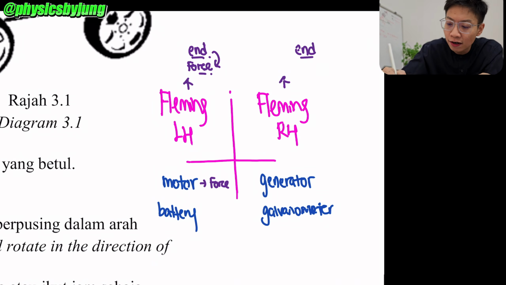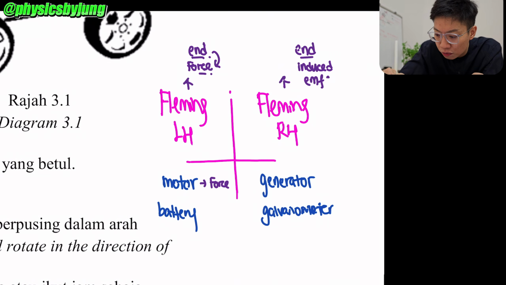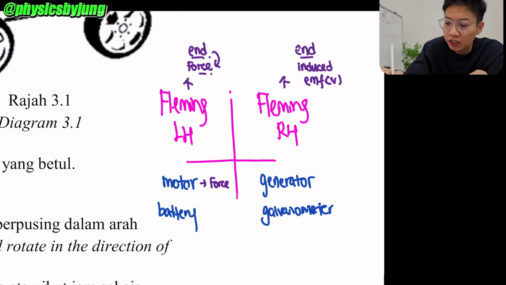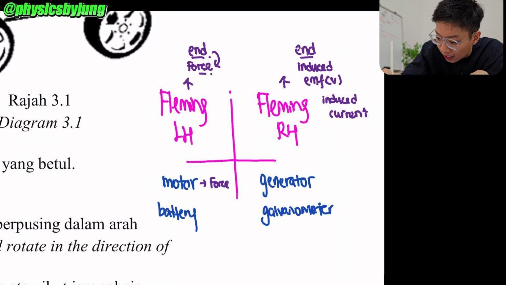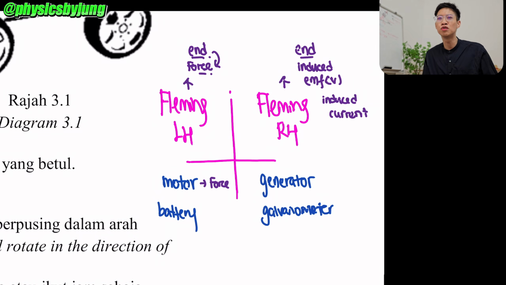Now, if it's a right-hand rule, the ending usually, they will mention something about induced EMF, which is your voltage, or they will also say something about induced current. So if you read the question and they say that we are talking about induced, understood, generator, you will take Fleming's right-hand rule. Okay, so if you follow my method, confirm it won't be that tricky.